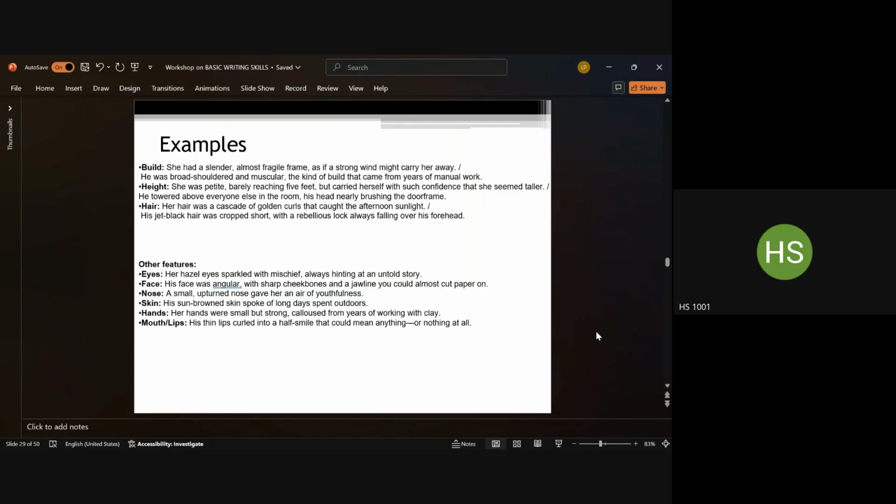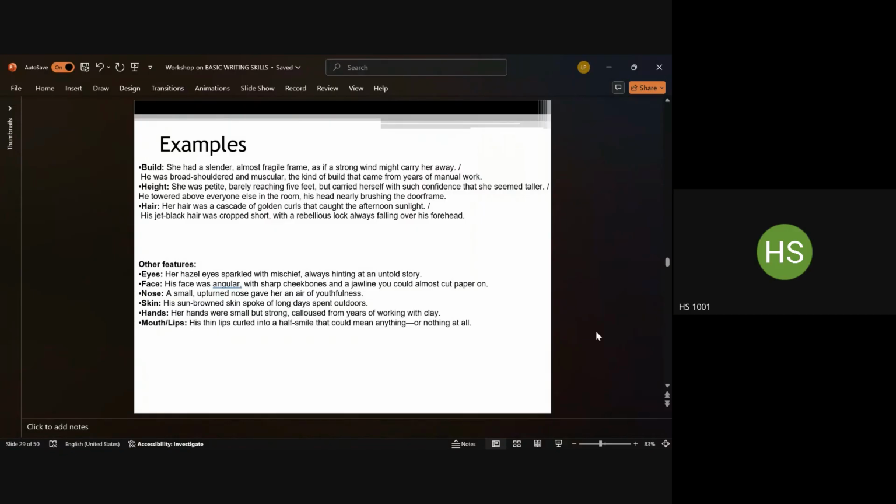Okay. Now, for height: she was petite, barely reaching 5 feet, but carried herself with such confidence that she seemed tall. Again, the structures are all purposefully put in that way so that you can see the difference between what is part of the skeleton of the descriptive writing and what is something that you add from your part, based on your discretion. Then: he towered above everyone else in the room, his head nearly brushing the door frame. Okay. For hair: her hair was a cascade of golden curls that caught the afternoon sunlight.